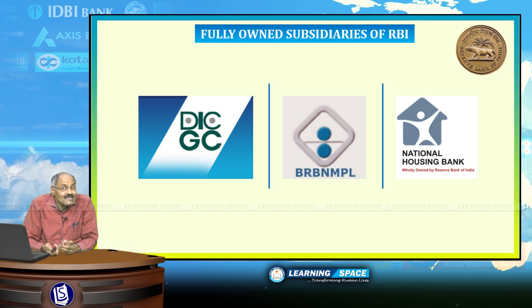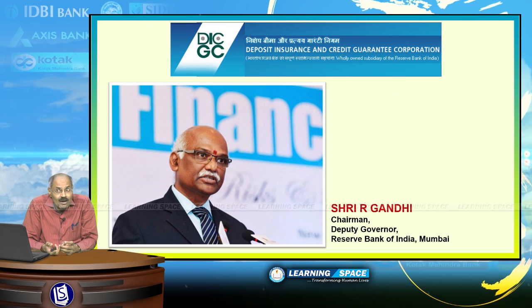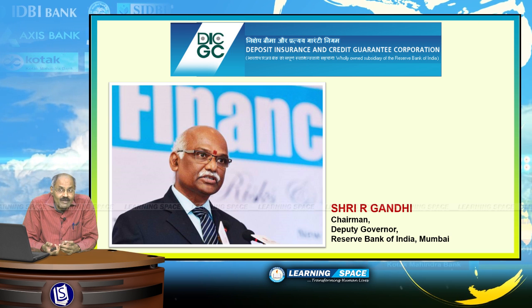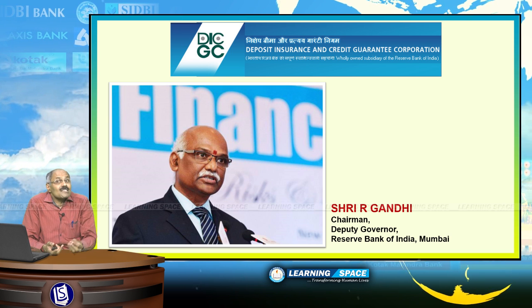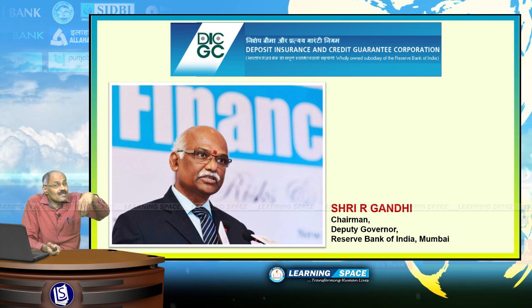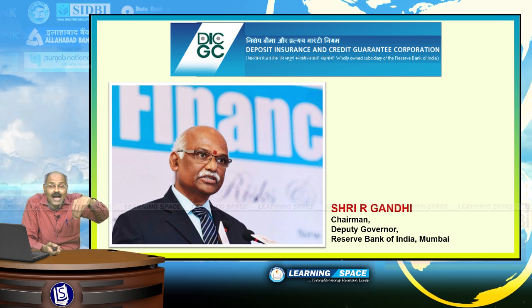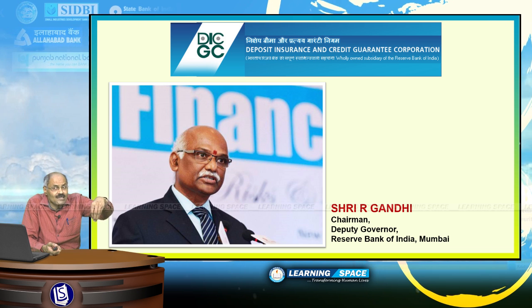One is DICGC, the Deposit Insurance and Credit Guarantee Corporation, established somewhere around 1961. This is the fully owned subsidiary of the Reserve Bank of India, and here the chairman is one of the deputy governors of the Reserve Bank of India. At present, Shri R. Gandhi is the chairman.